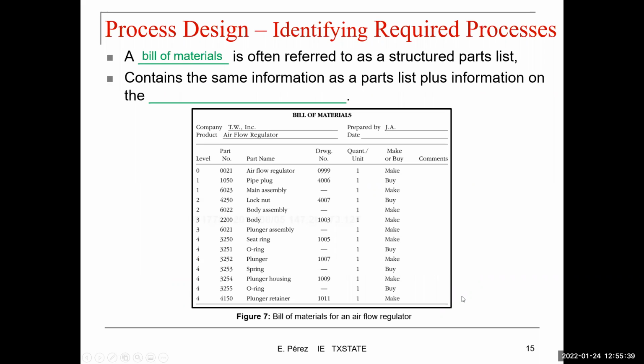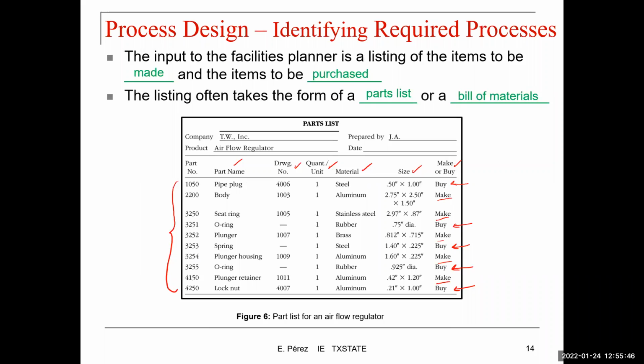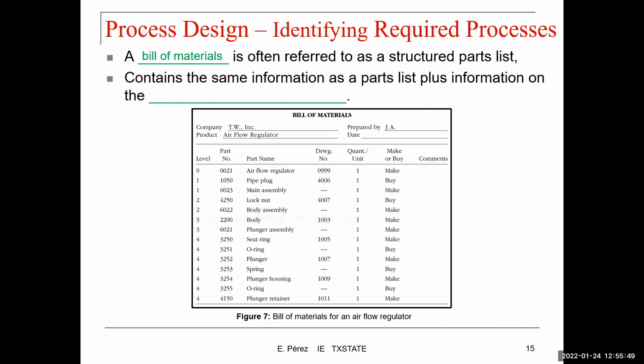A bill of materials is often referred to as a structured part list. So the previous one is the part list. This one is what is known as a bill of materials, and is often referred to as a structured part list. It contains the same information as a part list, plus information on the structure of the product. So if you compare this figure with figure 6, you can say that the main difference is right here.